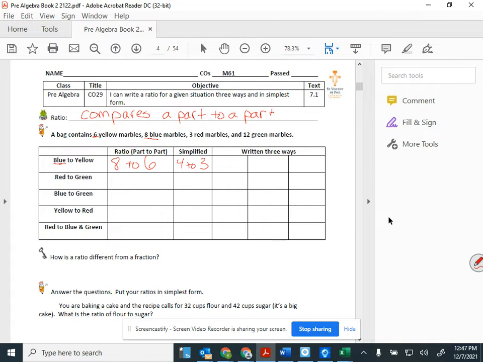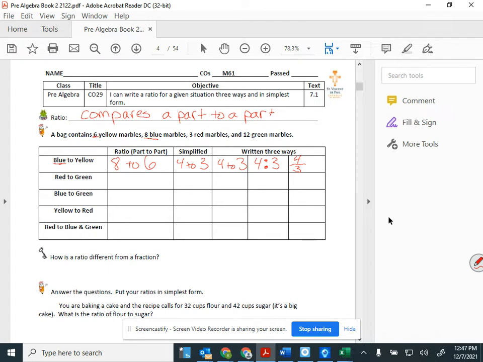Then it says write it in 3 different ways. So we have 4 to 3. We have 4 with our colon 3. And we can also write it as a fraction, 4 over 3.